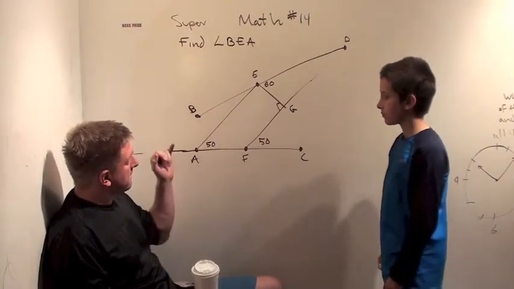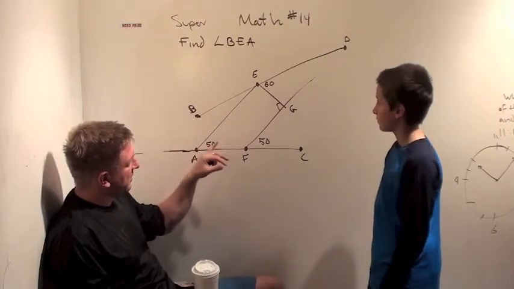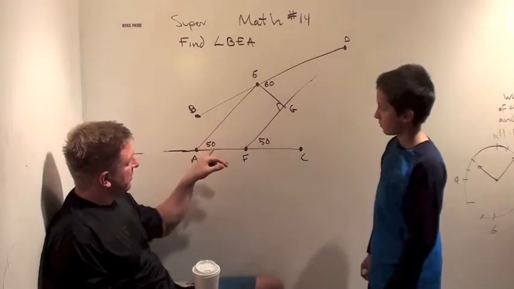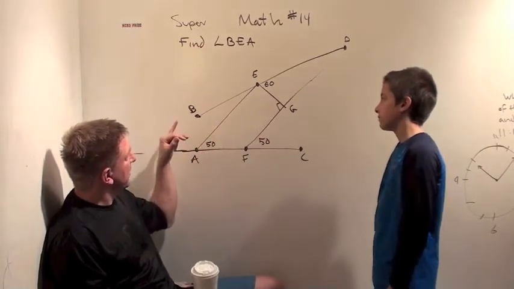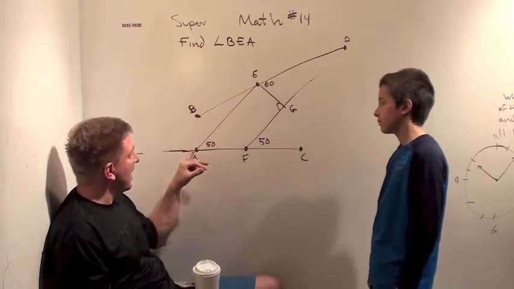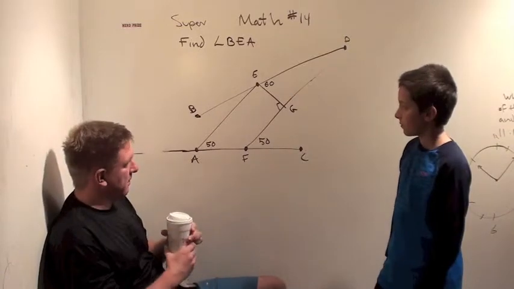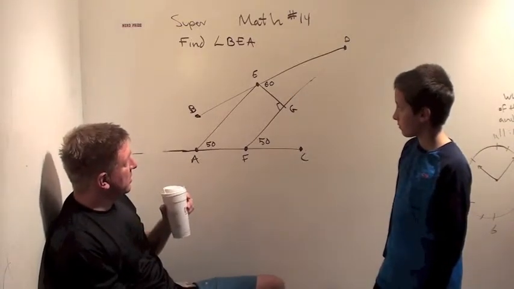And here's the question. The angles in the diagram are marked as shown: 50, 50, 60, and 90. You're supposed to find angle BEA. Pretty good challenge problem, actually.